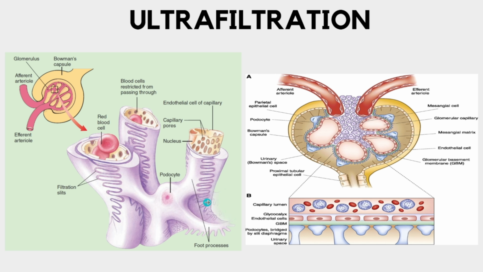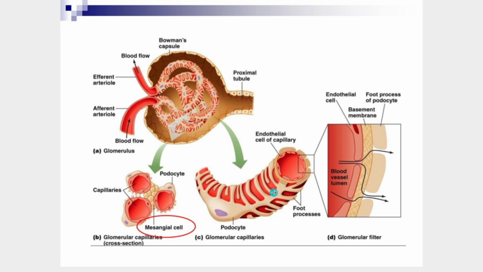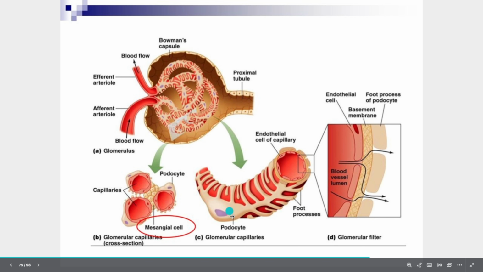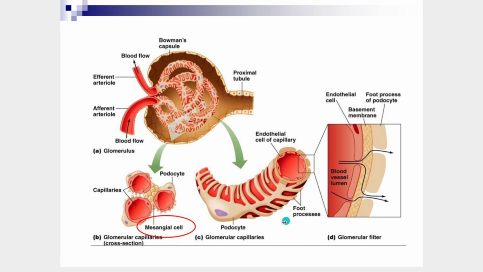So the wall of the Bowman's capsule in contact with the capillary consists of spacious epithelial cells called podocytes. These cells have numerous cytoplasmic extensions called foot processes that cover the glomerular basement membrane. So you can see this here. Podocyte. This is what you call foot process. It has many branches here. We call these foot processes.